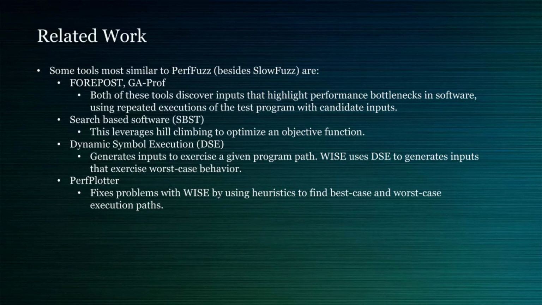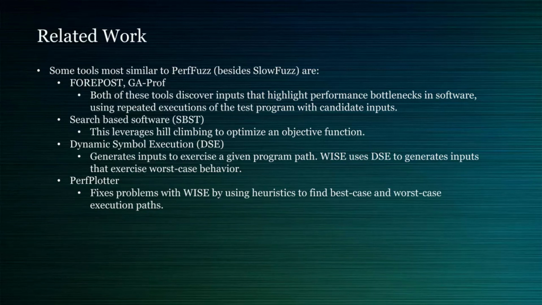Dynamic symbolic execution, DSE. This generates inputs to exercise a given program path. WISE uses DSE to generate inputs that execute worst case behaviors. The problem with WISE is that it needs an exhaustive search of all the program paths to find the longest path up to a bounded input length. For programs with thousands of lines of code, this wouldn't really be a viable option.